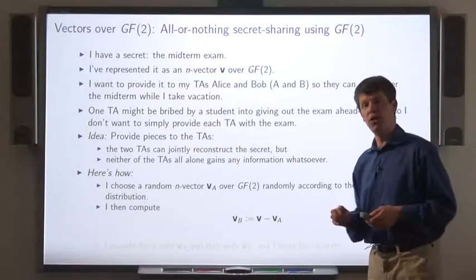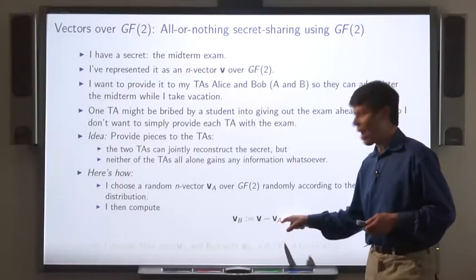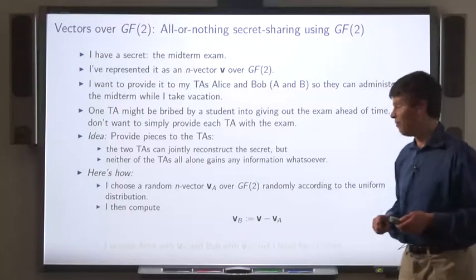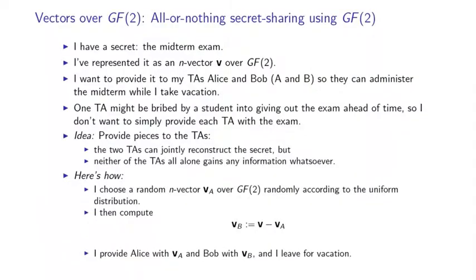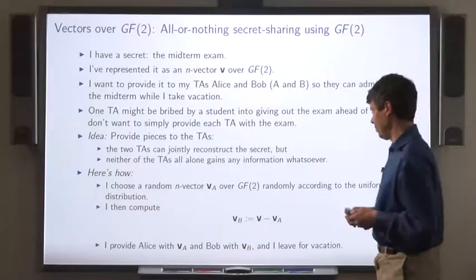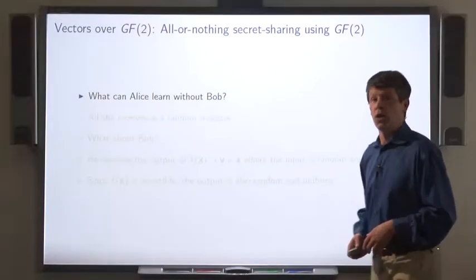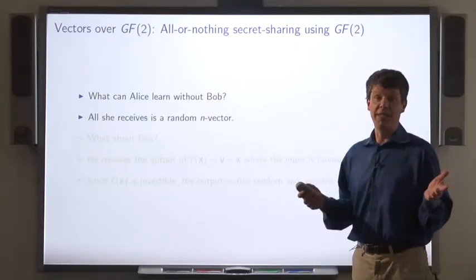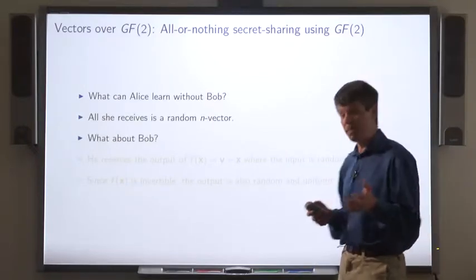I then compute vB by subtracting vA from v, which is the same as adding in GF2. Now I provide vA to Alice, one of my TAs, and vB to Bob, the other TA. And I leave on vacation. What does Alice learn from her part? Well, all she receives is a random n-vector. What about Bob?